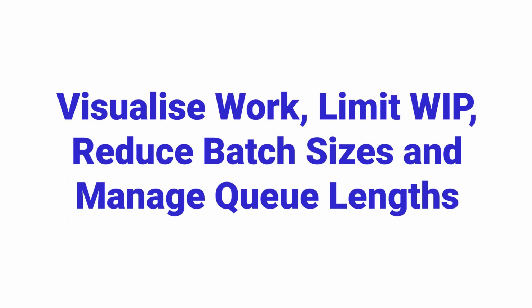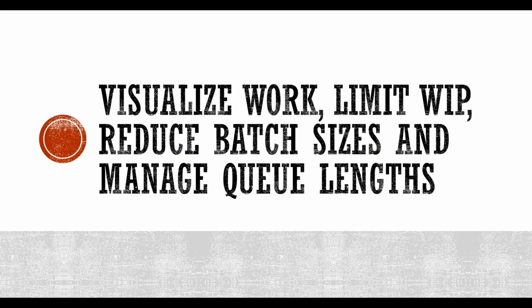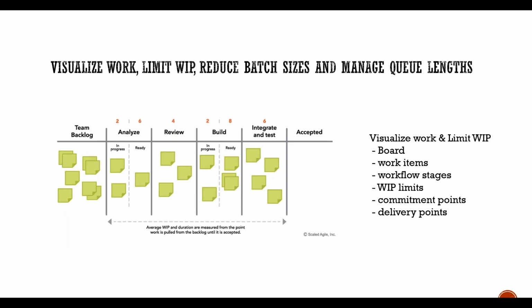Then the next principle here, which we have, is visualize work, limit work in progress, reduce batch sizes, and manage queue lengths. So here, this is a little heavily loaded principle with a lot of items in it. Okay. So we will talk about visualization of work. So in terms of visualization of work, the team can use visualization boards like Kanban boards to visualize the work.